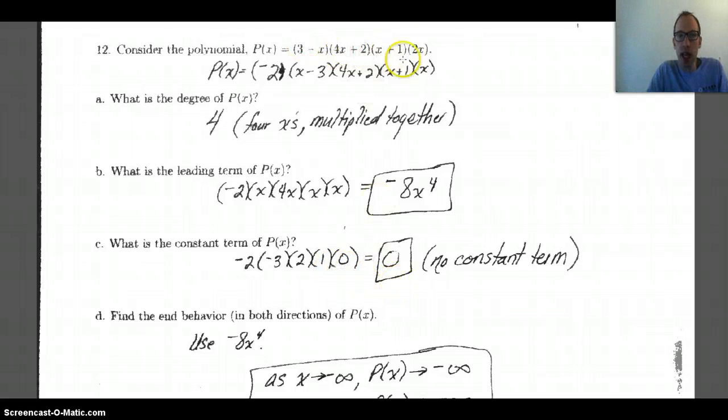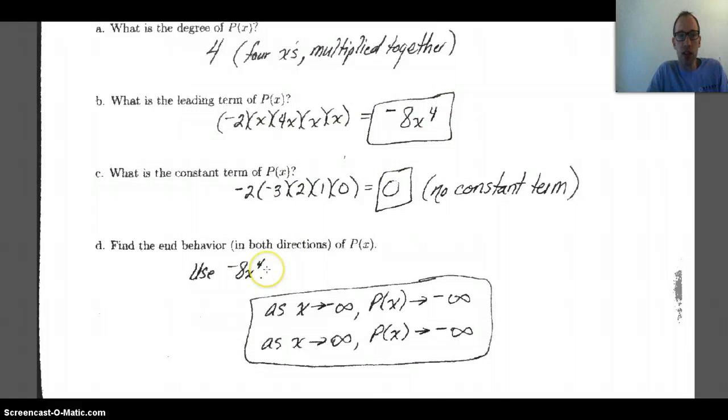If we multiplied that out, another way to think of it is this 2x is going to get multiplied by anything that comes out of these first 3, which means it's not possible for there to be a constant term left over without an x on it. So the constant term is just 0. And the end behavior really all depends on that leading term. So we have that -8x to the 4th.